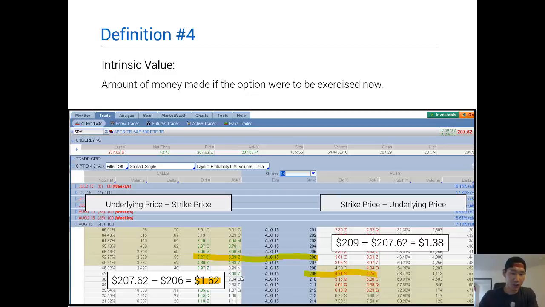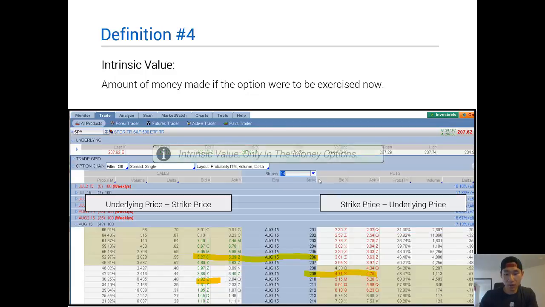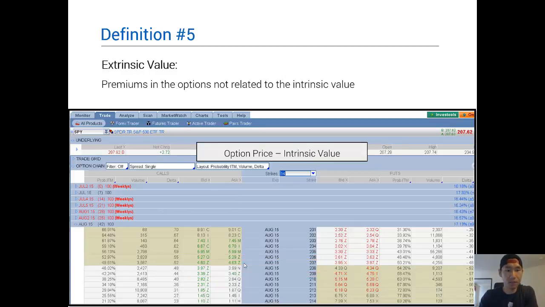It's all extrinsic value. So that is a good segue. I did want to note that intrinsic value is only for in the money options, because it's in the money options where you can make some money if the options were to be exercised. So next is a good segue into extrinsic value.